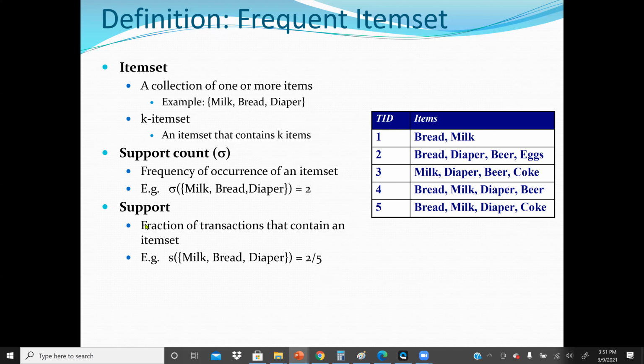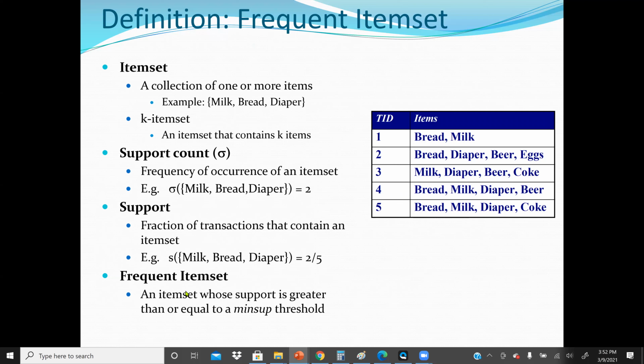Then we have support. Support is the fraction of transactions that contain an item set. So since milk, bread, and diaper appear only twice, and we know the total number of transactions is 5, 2 transactions have milk, bread, and diapers. So the support will be 2 divided by the total transactions, which is 5.